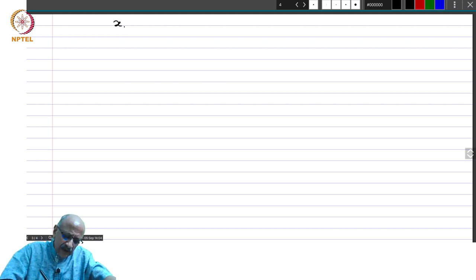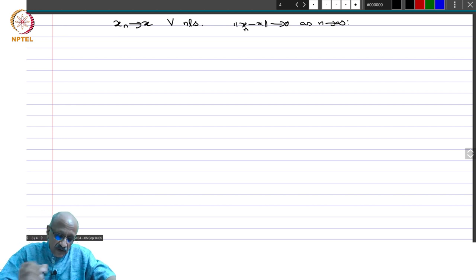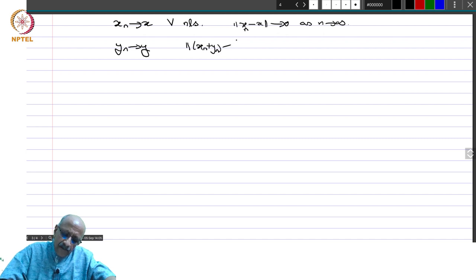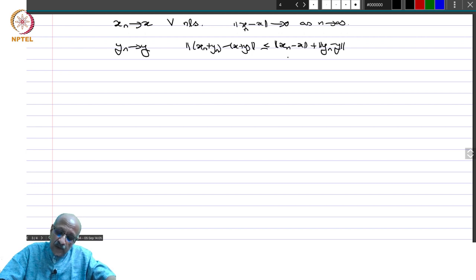Now what do we mean by saying x_n converges to x in a normed linear space V? So V is now a normed linear space. So we mean that norm of x_n minus x should go to 0 as n tends to infinity. This is the definition of convergence. And so if you now have x_n goes to x, y_n goes to y, then you can write that norm of x_n plus y_n minus (x plus y) is less than or equal to, by the triangle inequality, norm of x_n minus x plus norm of y_n minus y. And what we are given, x_n goes to x, y_n goes to y, so this goes to 0, so this also goes to 0, so x_n plus y_n converges to x plus y.